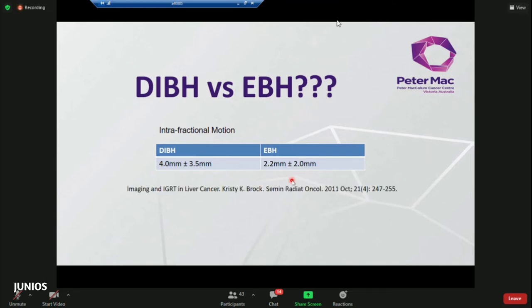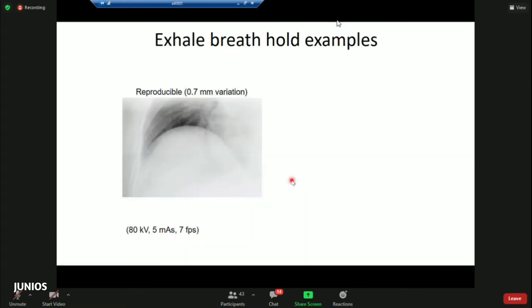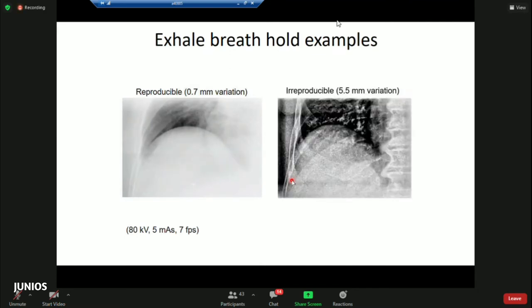Those are one of them spotted by the crystal box, the reason why we do EBH against DIBH. So this is what we do during the floor. Okay, so the patient, this is a floor during the DIBH here.